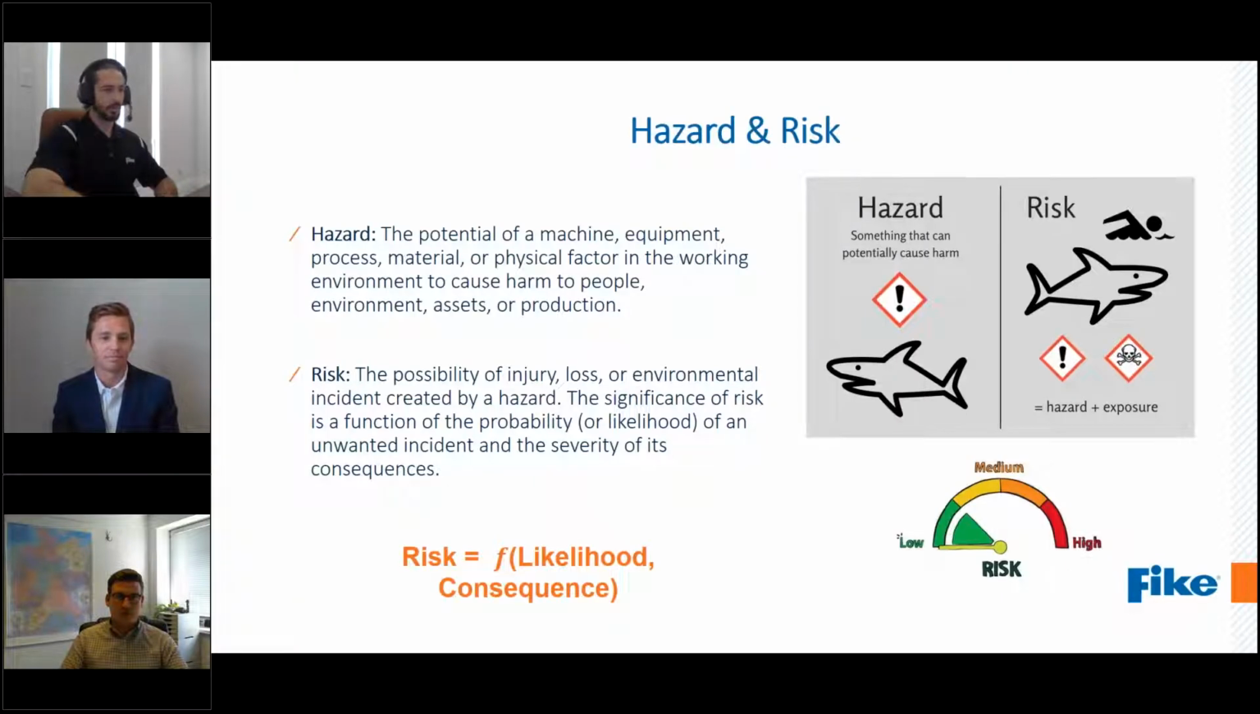The first step toward performing a proper process hazard analysis is to identify the hazard and quantify the risk that might be involved. For those of you who may not be as familiar with these terms, generally speaking, a hazard is the potential of a machine, equipment, process, material, or physical factor in the working environment to cause harm to people, environment, assets, or production. And risk is the possibility of injury, loss, or environmental incident created by that hazard.